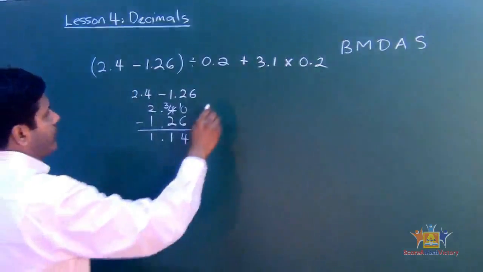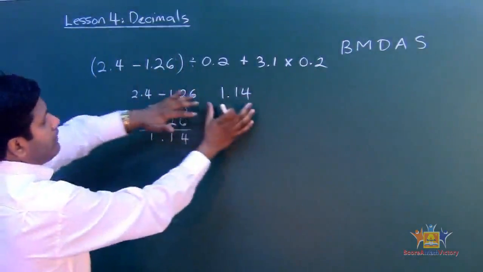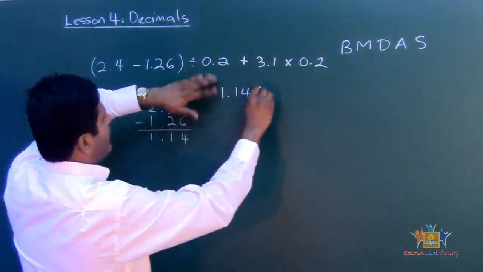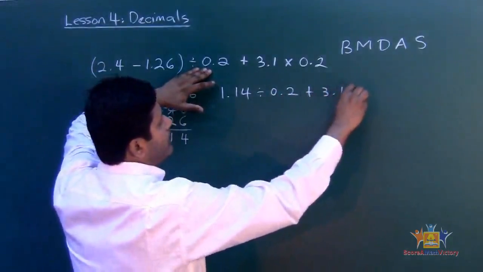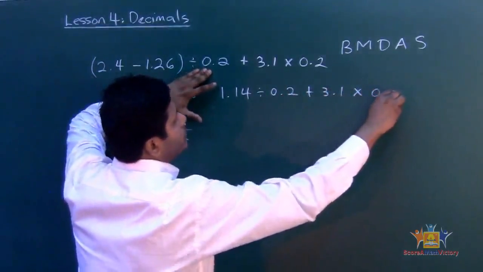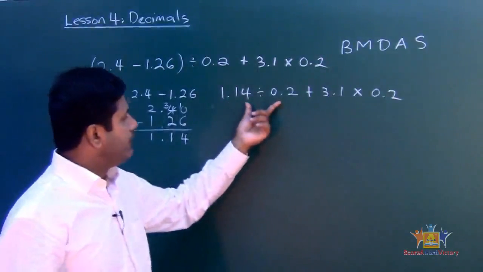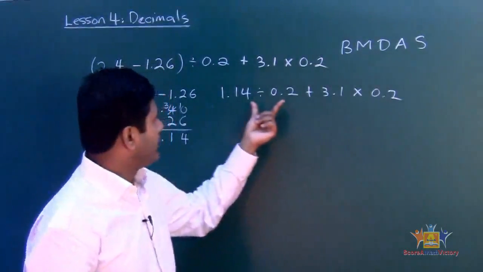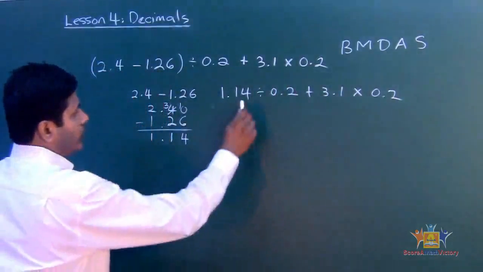Alright, now let's rewrite that. 1.14. So this whole thing is gone and then replaced with that. And divide by 0.2 plus 3.1 times 0.2. See that? Our next step is, there's a division and multiplication. Doesn't matter. You can solve this first and then we can solve the multiplication. So let's do this one.